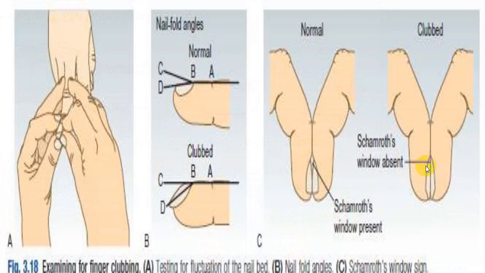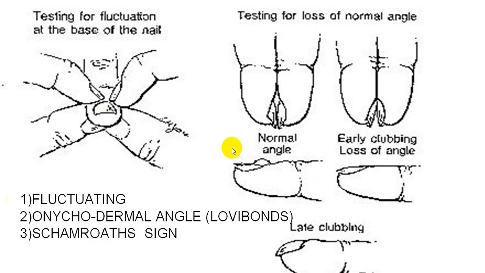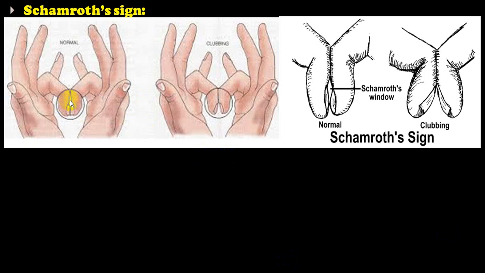This is the Schamroth window, and when it is absent, it is called the Schamroth window test, or Schamroth window sign, or Schamroth sign, or window sign, whichever word you want to utilize. So this is the fluctuation test. This is the Schamroth sign, the window is absent. And this is the Lovibond angle, less than 160 degrees is normal, 180 degrees or more is clubbing, and that is given the name Lovibond sign. Classical Schamroth sign, the window is seen, here it is absent, so this is clubbing. Again you can see the window is seen clearly, here it is absent, so this is the Schamroth sign or window sign, whatever word.